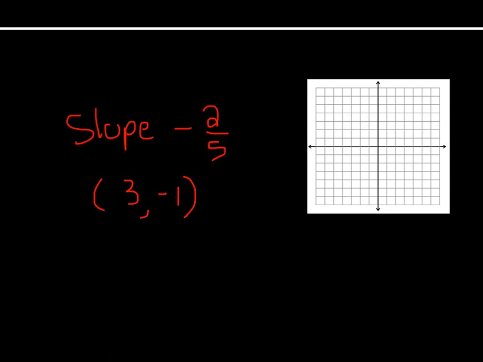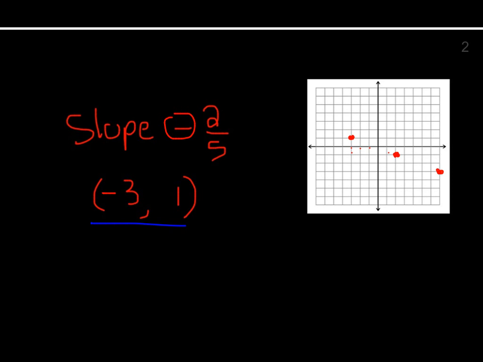And that would be going through the point 3, -1 with a slope of -2/5. So actually I'm going to make this -3, 1. Let's do that. That way I can do my slope. So to do that, I'm going to go to the left 3, and then up 1. So that's my point. I'm going to plot that first. Now I'll do my slope. I'm going to go down 2, because it's negative. 1, 2, and then to the right 5. 1, 2, 3, 4, 5. And then if I did it again, 1, 2, 3, it's on here.